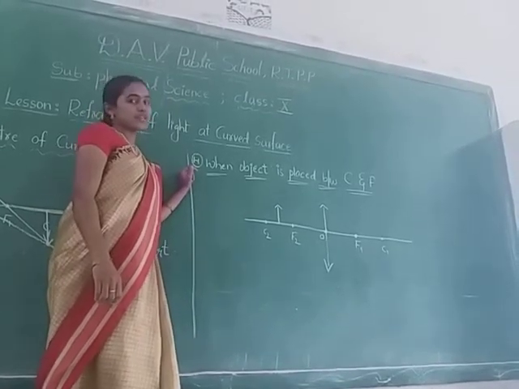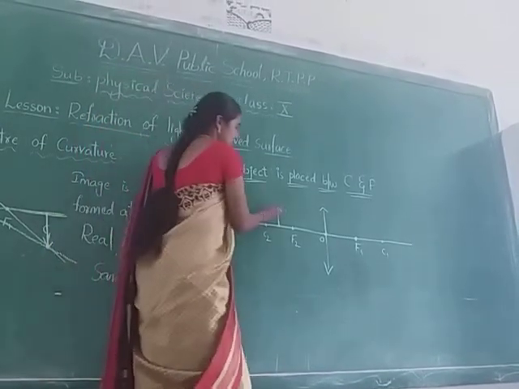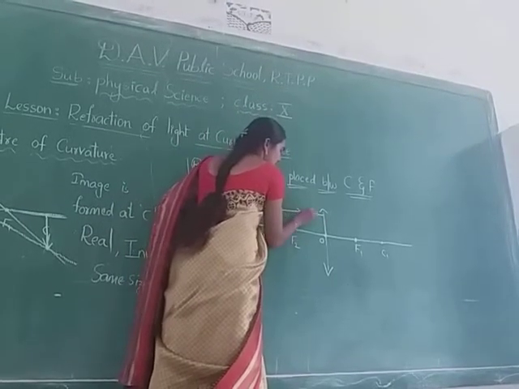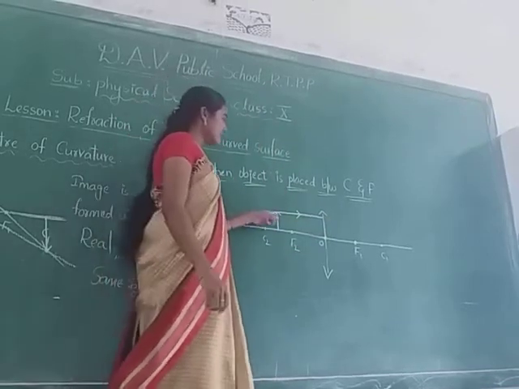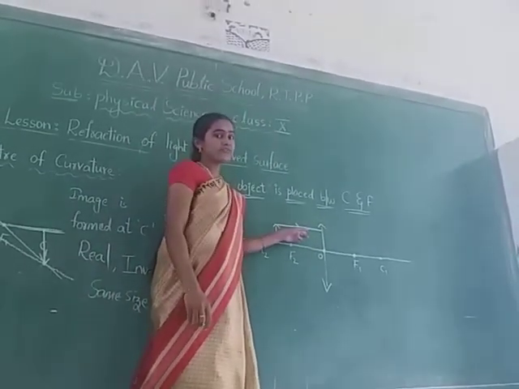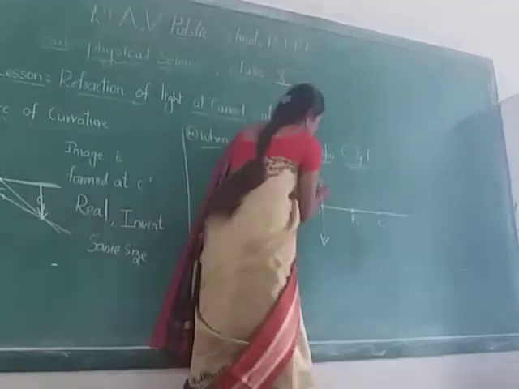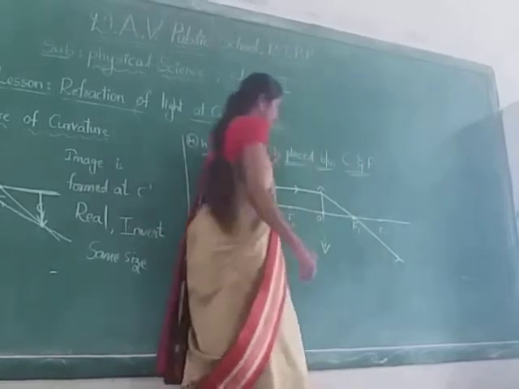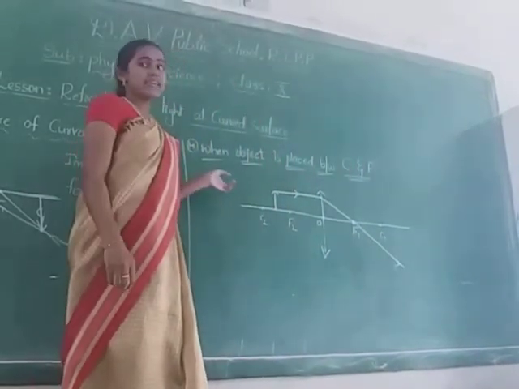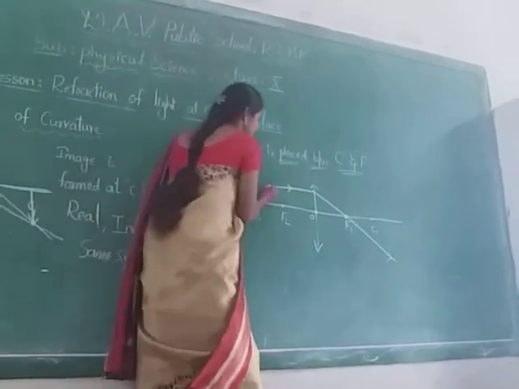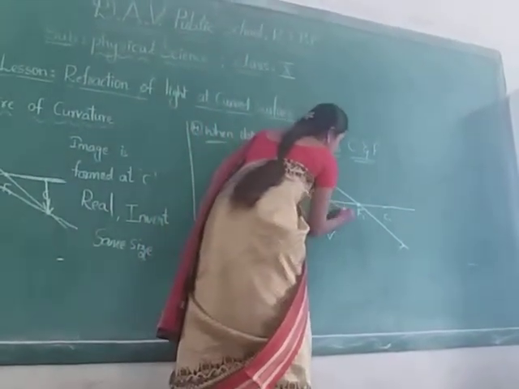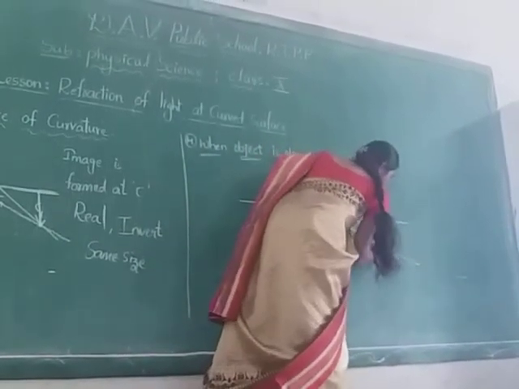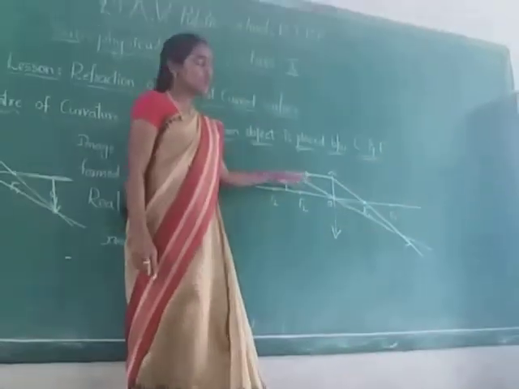Now we have to take the two rays. In that, one we will take is parallel to the principal axis. When the light ray comes parallel to the principal axis, after refraction, it must pass through the focus point. And the second ray we will take passes through the optic center. The light ray which passes through the optic center will move without any deviation. There is no deviation when the light ray passes through the optic center.